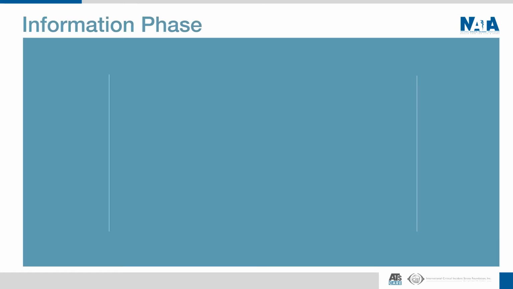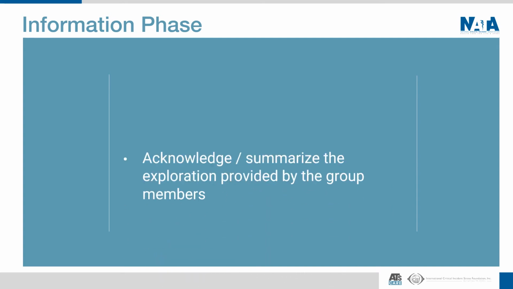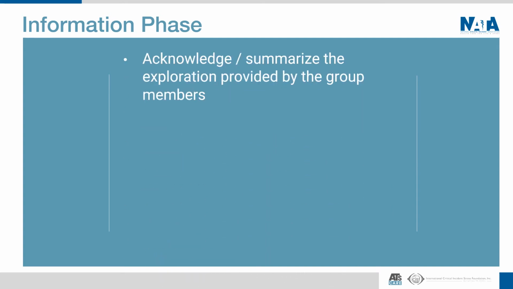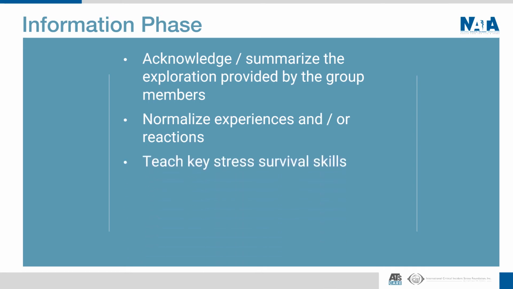And the final phase of the diffusing is the information phase. During the information phase, we want to acknowledge what people have told us and provide a brief summary to make sure that we got it right and we understand. We want to tell them that the experiences that they're having are normal for individuals who have gone through these kinds of experiences. We want to teach some of the key stress survival skills and help them identify some coping mechanisms that they can use.